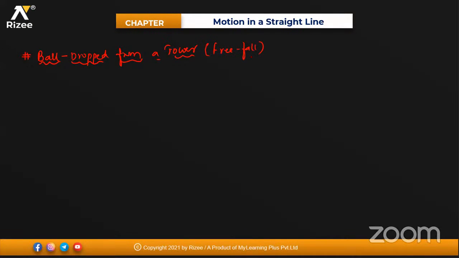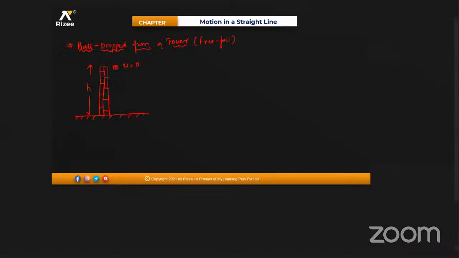So a ball is dropped from the tower. Say this is your tower. From here the body is dropped. I told you whenever we talk about dropped or free fall, the initial velocity will be 0. Initial velocity will be 0 and this is the height of the tower, that is nothing but h. This is the height of the tower.